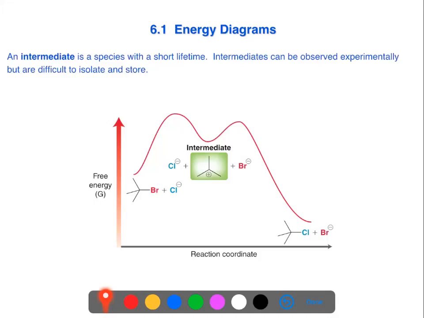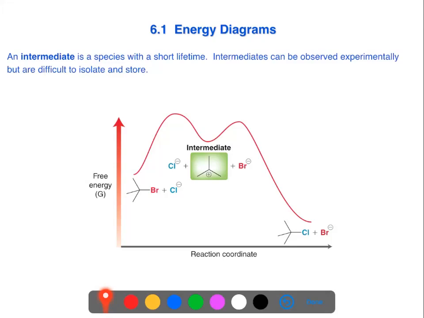Now, an intermediate, on the other hand, is a species with a relatively short lifetime, but one which we can still detect spectroscopically. So with commercially available equipment today, we're able to detect the presence of intermediates and determine a lot about their structure in those short time scales. They may only have lifetimes of 10 to the minus 9 seconds, a nanosecond, or 10 to the minus 12, a picosecond, but nonetheless, with common day spectroscopy, we can detect them. In some instances, we can isolate them, but generally speaking, we observe them spectroscopically. They're very difficult to isolate and store.